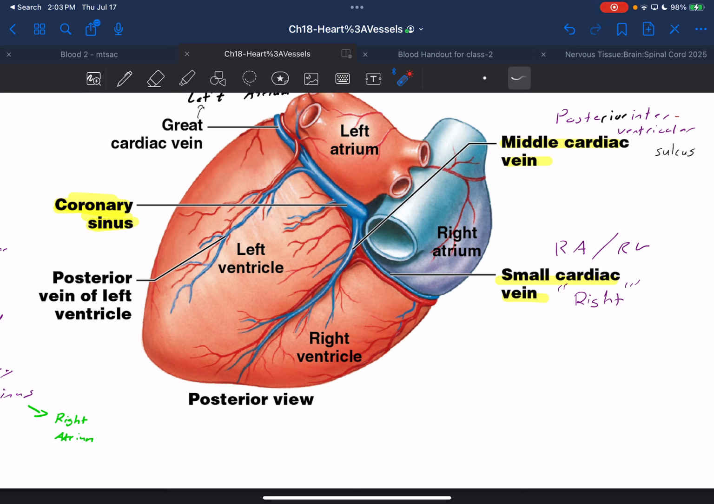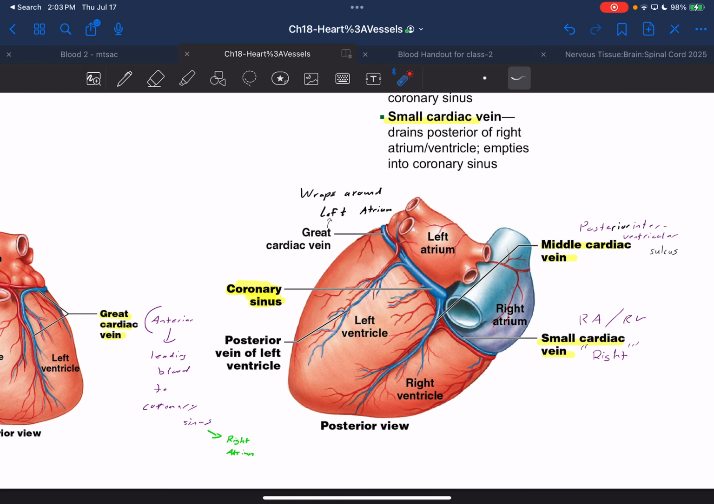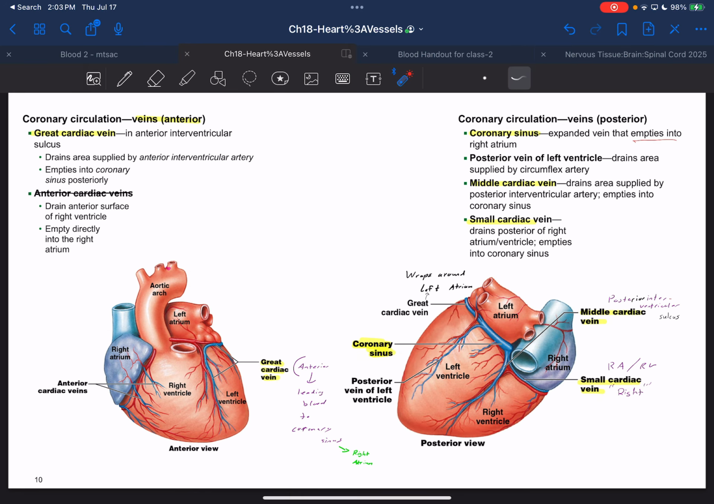The small cardiac vein is in between the right ventricle and right atrium, and so that's our small cardiac vein drawing blood into the coronary sinus. And so they all bring blood back into that coronary sinus, making the coronary sinus the main dumping site for the heart, for deoxygenated blood. Be able to label, that's all you need. And where are they all heading? Where are they all delivering blood to? They are all delivering blood to the coronary sinus.